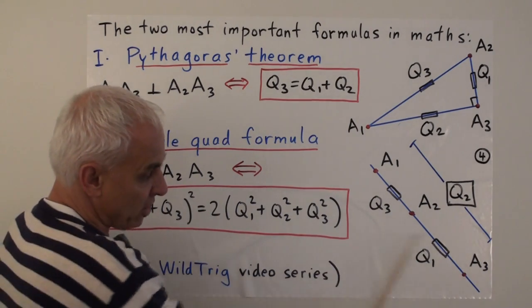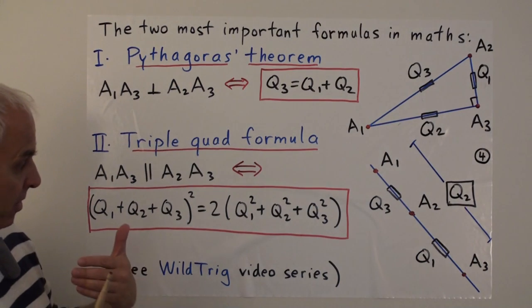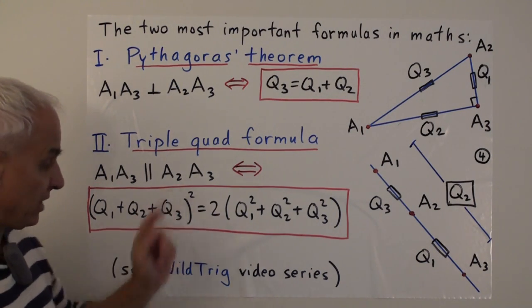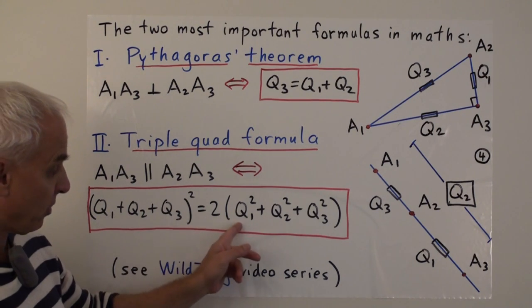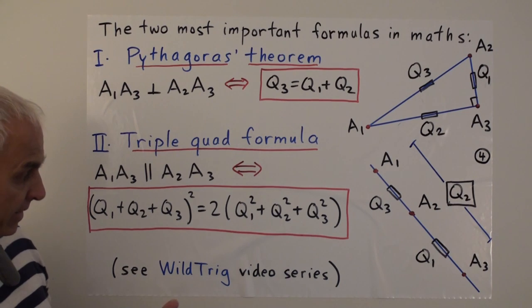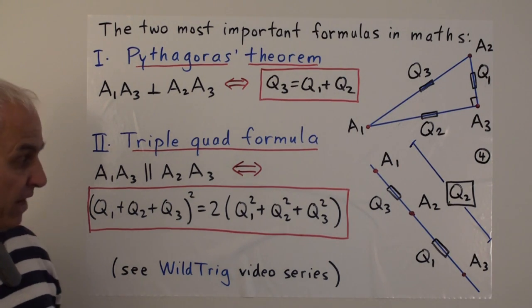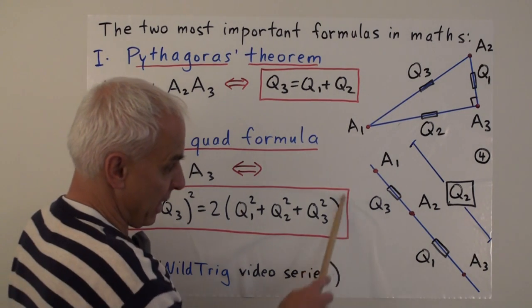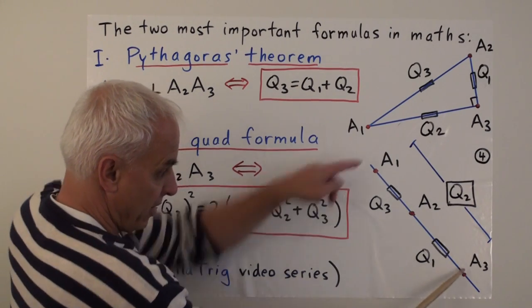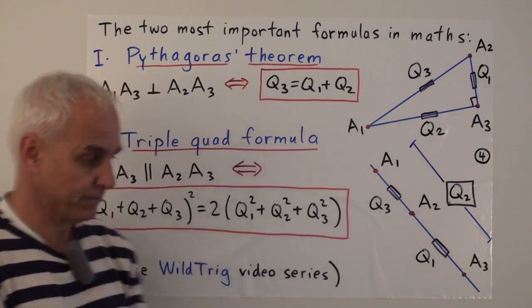So it's really a statement about collinearity of points. The 3 points are collinear precisely when this relation holds: (Q1 + Q2 + Q3) squared equals 2 times (Q1 squared + Q2 squared + Q3 squared). And again, it's ultimately a formula about areas. It's really about the area on this side, the area on this side, and the area on the big side.